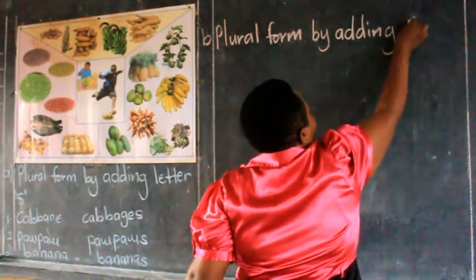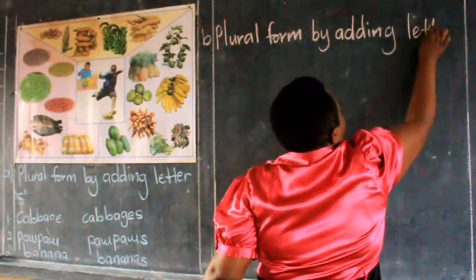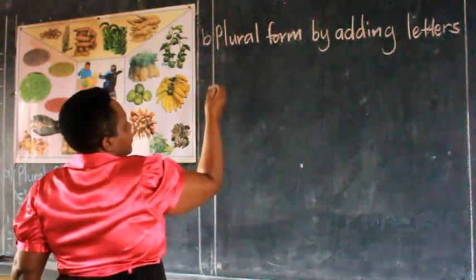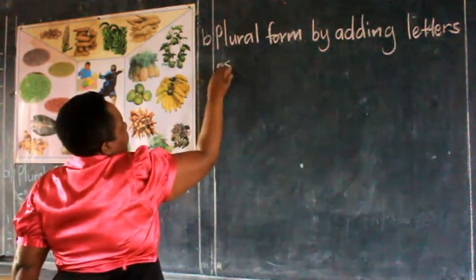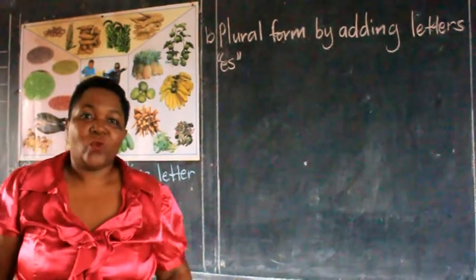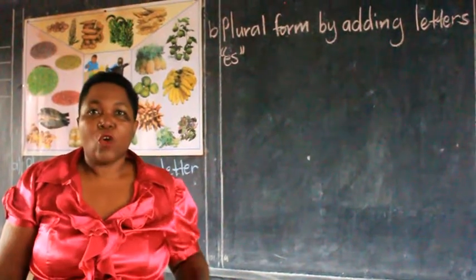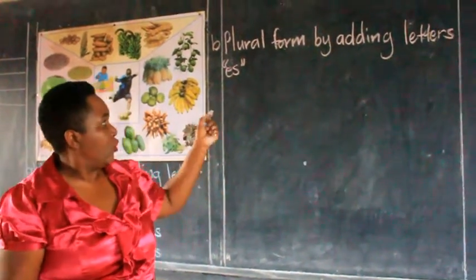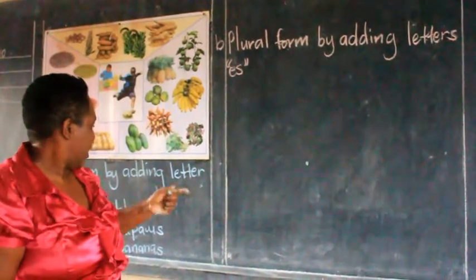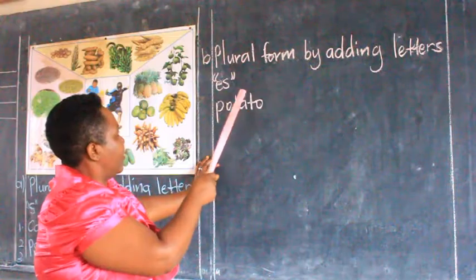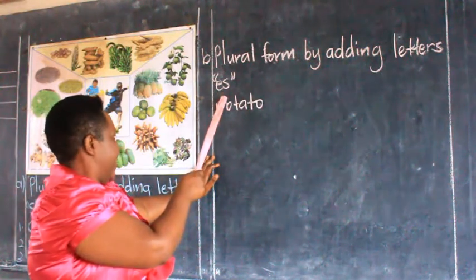Adding letters. I'm reminding you that in today's lesson, we are forming plural forms of the given words, all of the learned vocabulary. Here are plural forms that add letters es. These are plural forms that are formed by adding letters es.